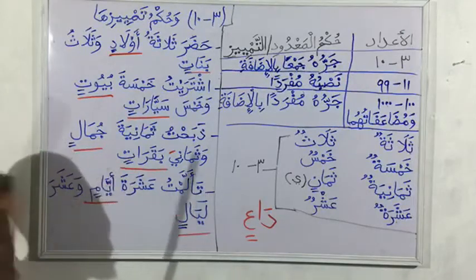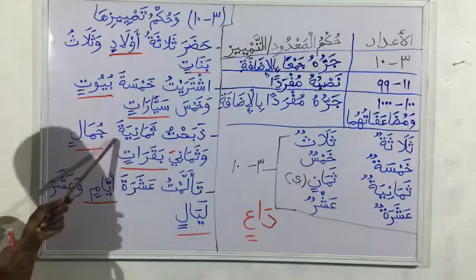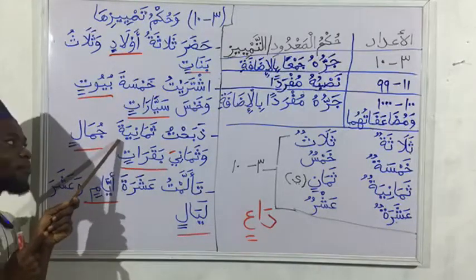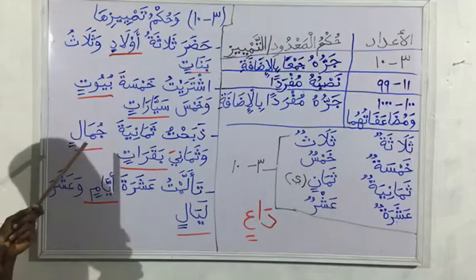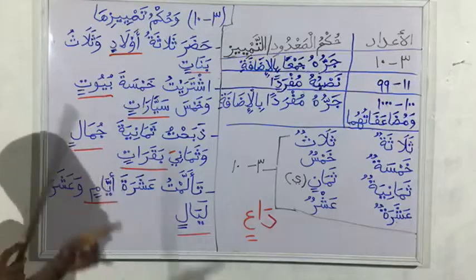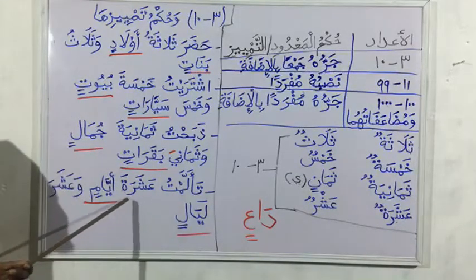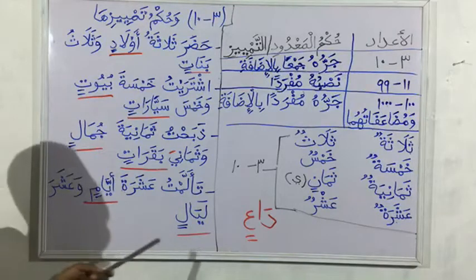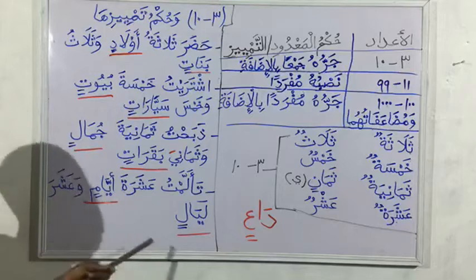Don't forget the switch of gender. Samaniya is a feminine form of this number. Jamalun is a masculine noun. So you have to interchange the feminine. Then finally we have ta'allamtu asharata ayyamin wa ashara layalin. I felt pain for 10 days and 10 nights.